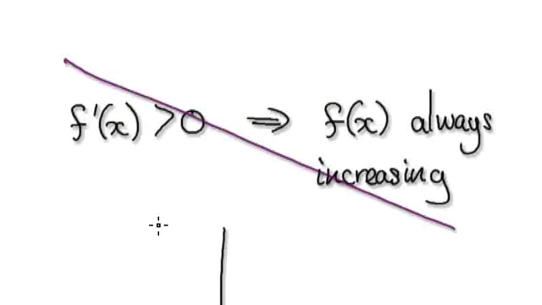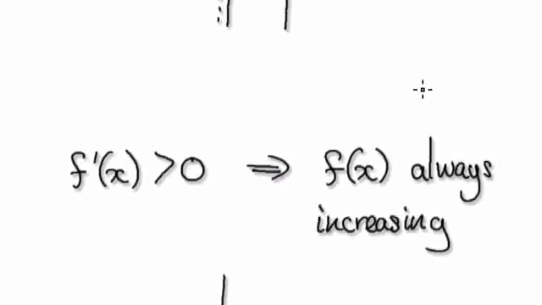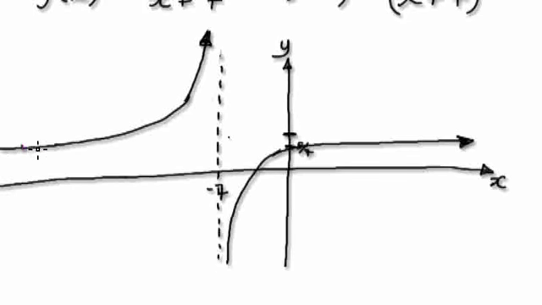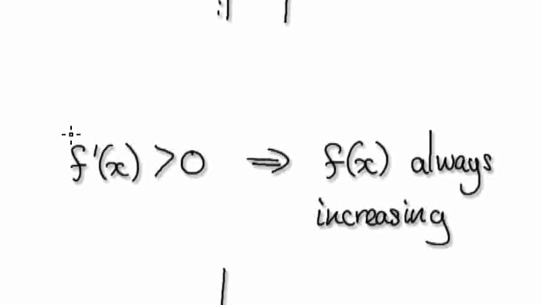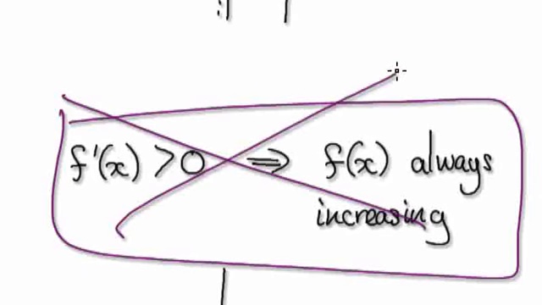This here is not true. In our case, our gradient is always positive, but our function is not always climbing. You see, it's climbing here, and then it decreases, and then it climbs. But the point I'm trying to make is that this point here is bigger than this point here. So this statement here is not true.